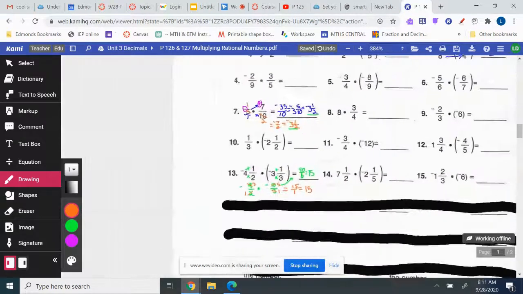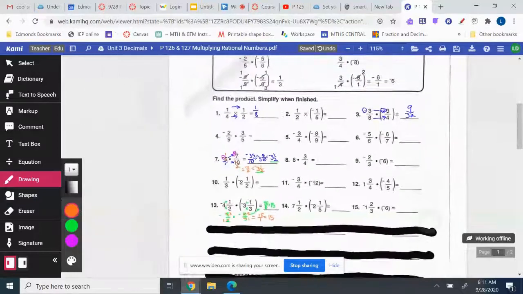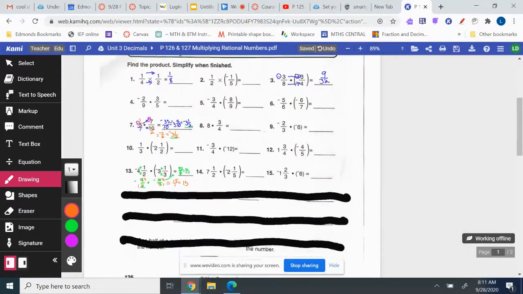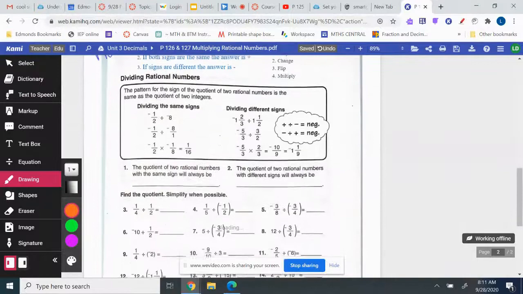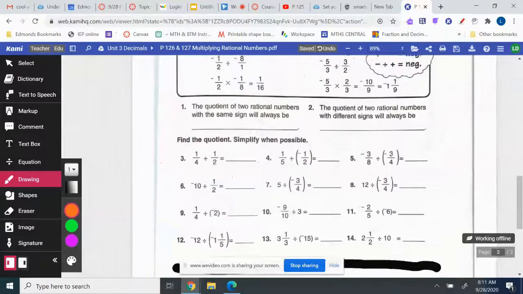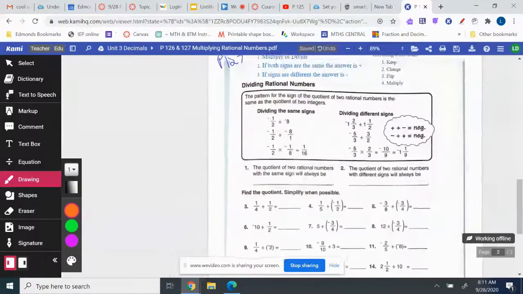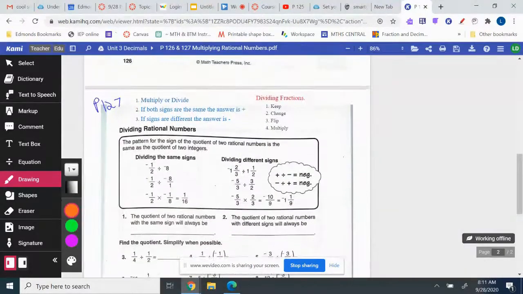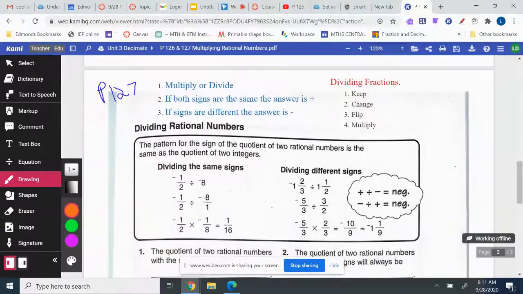You will have problems 1 through 15 to do on this page. The next page is a little bit different. We're dividing. So we're going to follow the same rules. Hold on, let me set that up for you. We're going to follow the same rules of multiply or divide. If the signs are the same, the answer is positive. If the signs are different, the answer is negative.